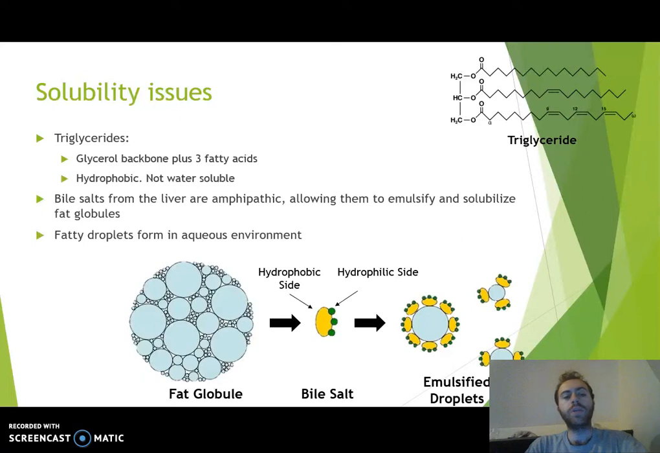So the main issue with which the body is faced in digesting and absorbing fats or lipids is the issue of solubility. Fats are very hydrophobic molecules, and as a result, they are not very soluble in the aqueous environment of the intestine. To combat this issue, the digestive system takes advantage of the amphipathic properties of bile salts. Bile salts have both hydrophobic and hydrophilic regions, as can be seen here in this illustration. And this creates an emulsion of small fatty droplets, which are now soluble in water.